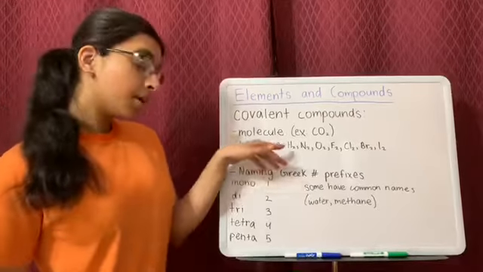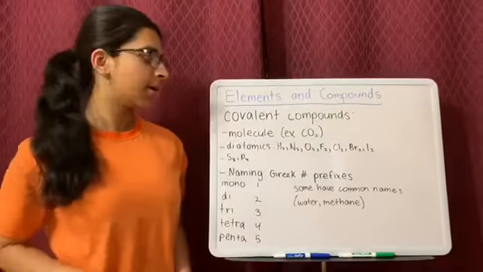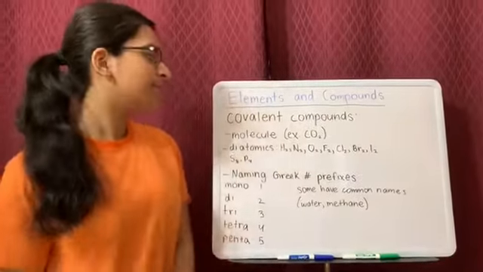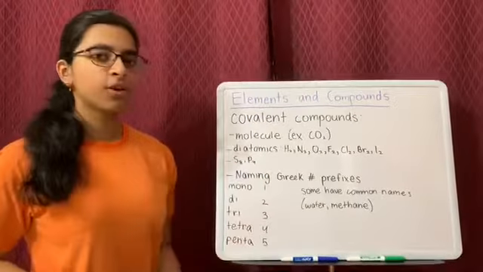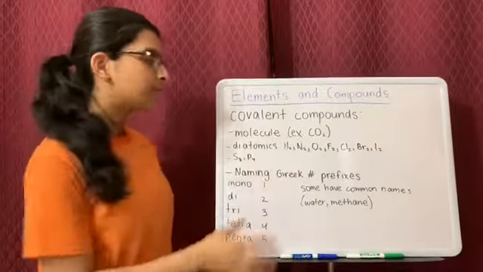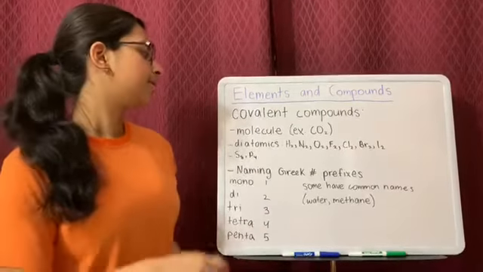So if you want a way to remember the diatomics, they actually form the number 7 on the periodic table, and there are 7 of them, so that is really nice. And we also have sulfur, which forms S8, and phosphorus, which forms P4, and these are just special covalent compounds.